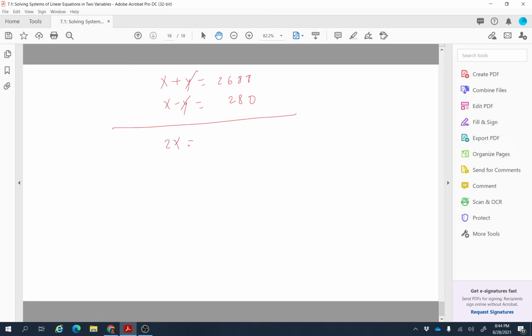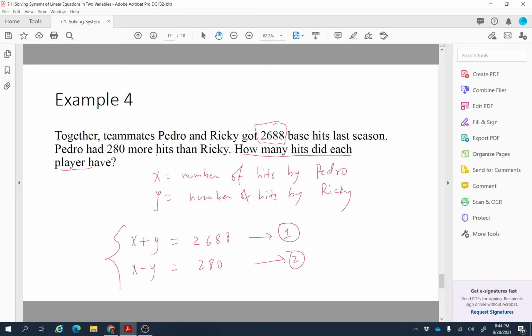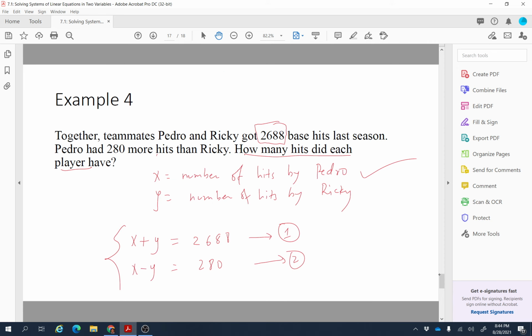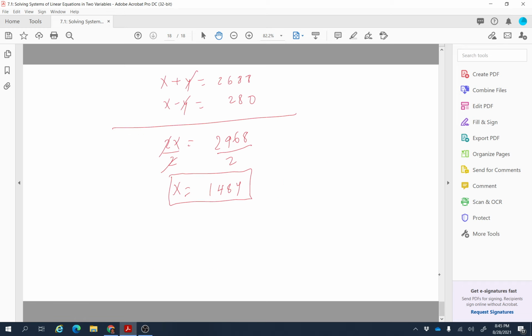On the left side I'm going to get 2x, and on the right side after adding this I'm going to get 2968. To solve for x, I just have to divide both sides by 2, and it gives me 1484. So the number of hits made by Pedro is 1484. And we know the difference between Pedro and Ricky is 280. So for Ricky, it should be 280 less than Pedro.